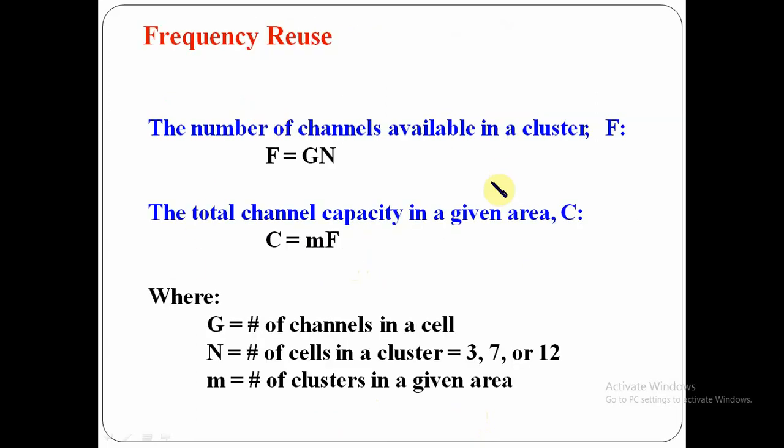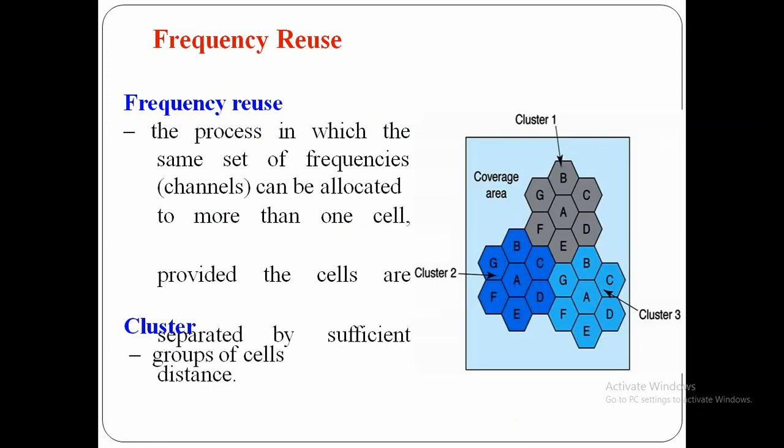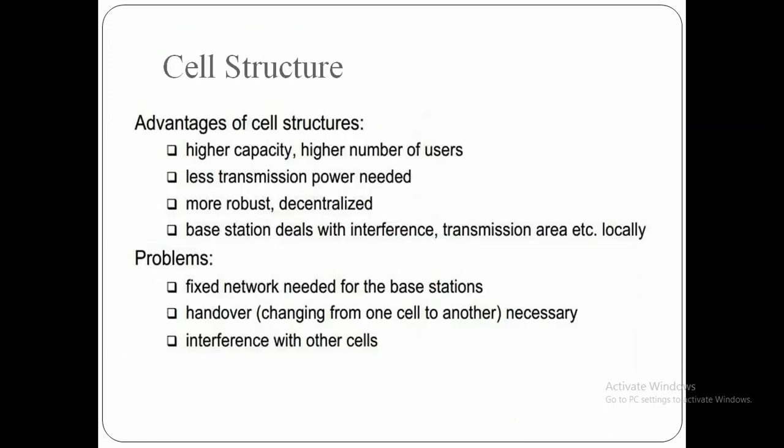That relates to FDMA, CDMA and TDMA overall. It will be given in detail, along with cell structure, the advantages, disadvantages and the problems that occur in cell structure. What the bit rate is and what the frequency band is, we will see in detail.